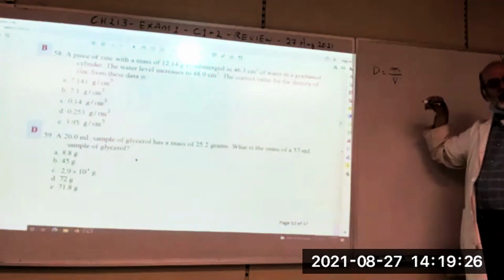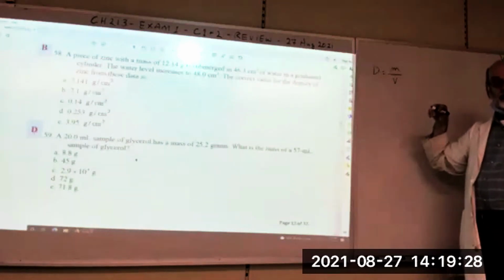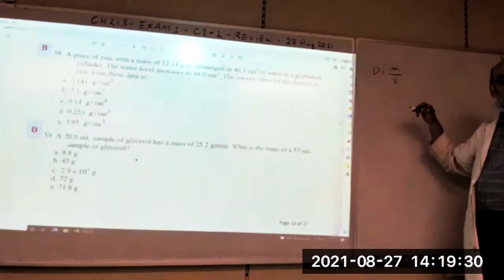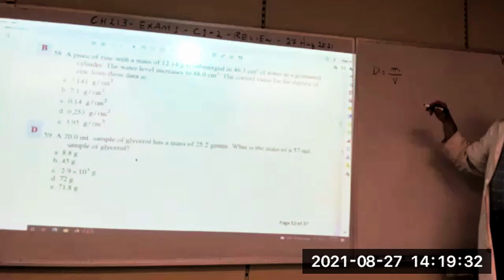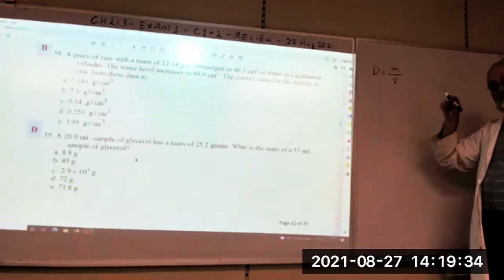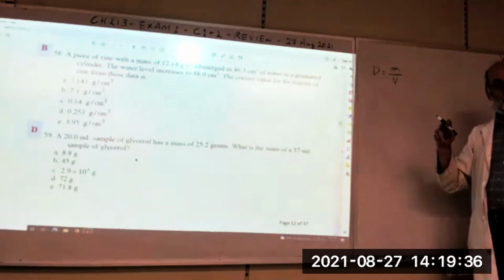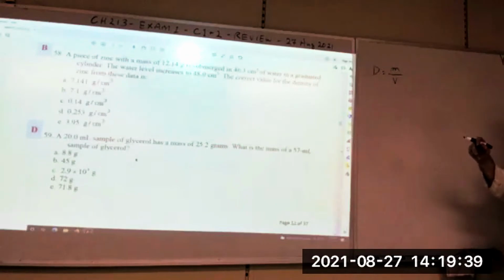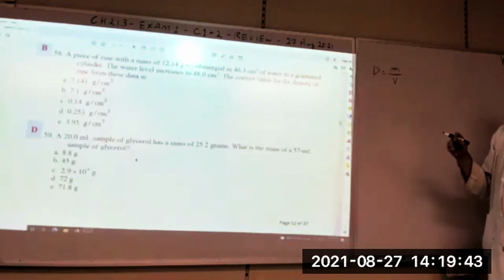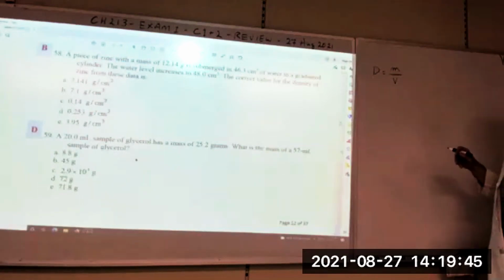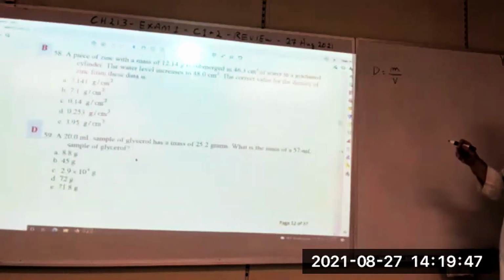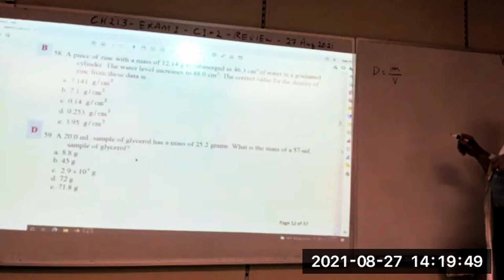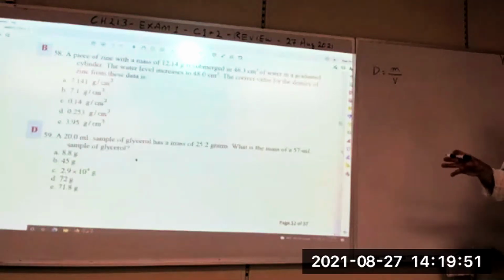Well, if it's a regular shape, you can calculate it by various geometric formulas. If you know the height, the width, and the depth, you can multiply those 3 together. Or if it's a cylinder, you just need to know the area times the height. Or if it's a sphere, then you just need to know the radius. So it's 4/3 pi r cubed. But if it's an irregular object, you need another approach.